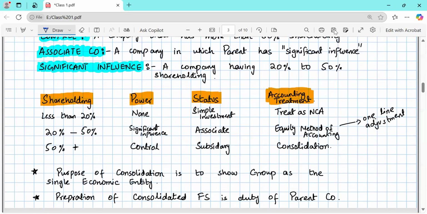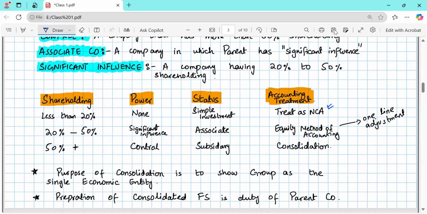Let's say if you have less than 20% shares in some other company, you will say that I have no power in that company, and that company is my simple investment, like any other investment that I make. So you will treat that investment as a non-current asset. If you have less than 20% shareholding in any company, it means you have no power in that. That company will be just like your simple investment, and simple investment is a non-current asset.